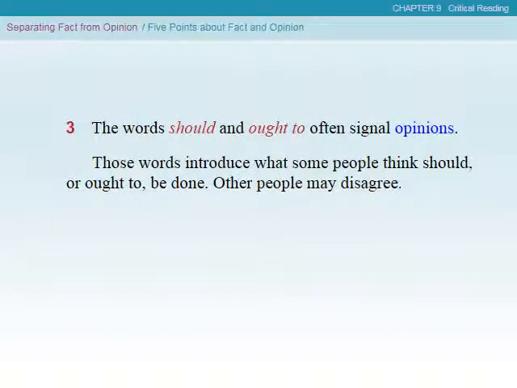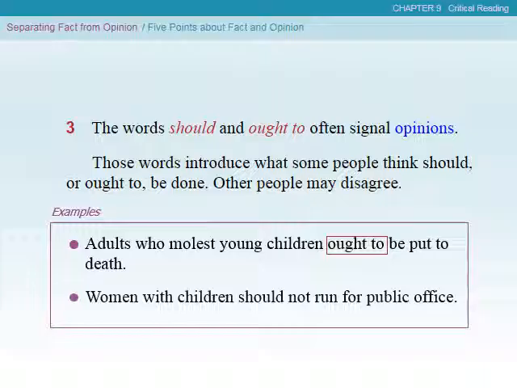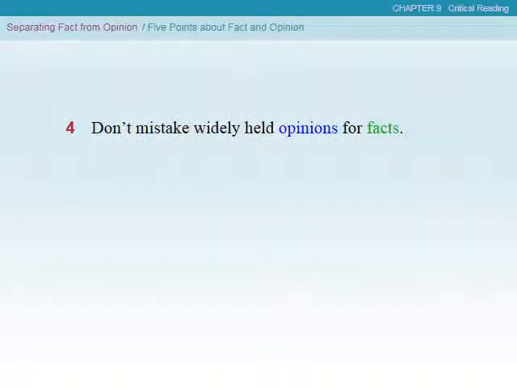Whenever you see words like should or ought to, these are ones that signal opinions, okay? What they're saying is that this is the idea of what people think should or ought to be done, and other people are going to disagree. So for example, adults who molest young children ought to be put to death. Okay, this is an opinion. You may agree with it, but it's still an opinion. Women with children should not run for public office. Again, this is an opinion. You may agree with it, but it's just an opinion. Other people can disagree. So look for those words to clue in.